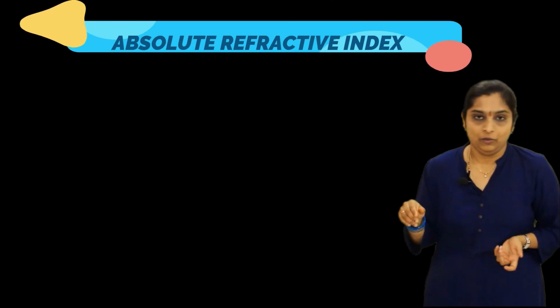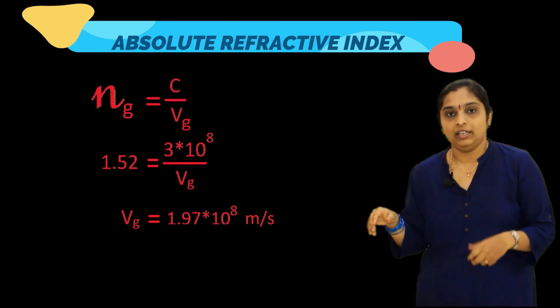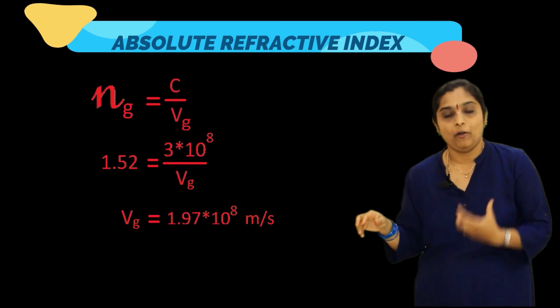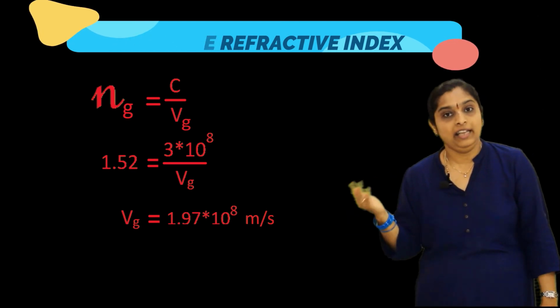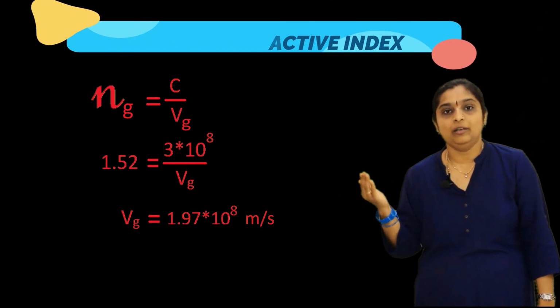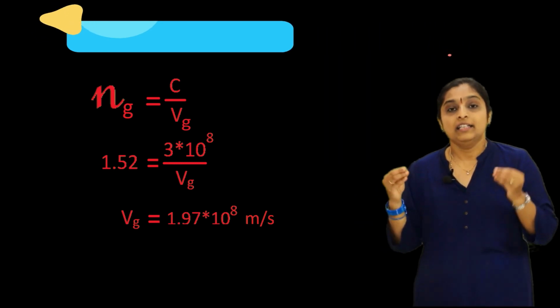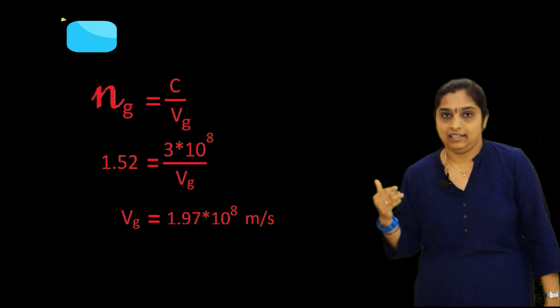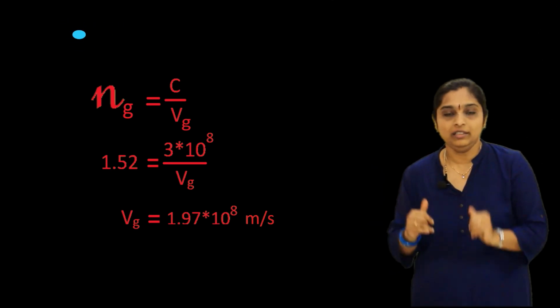So where is this useful? Let us assume that we know the refractive index of glass, that is nothing but 1.52. And we already know the speed of light in air, that is nothing but 3 into 10 to the power 8 meter per second. So then easily we can calculate the speed of light in glass using these two. You have to solve many numericals using this formula.